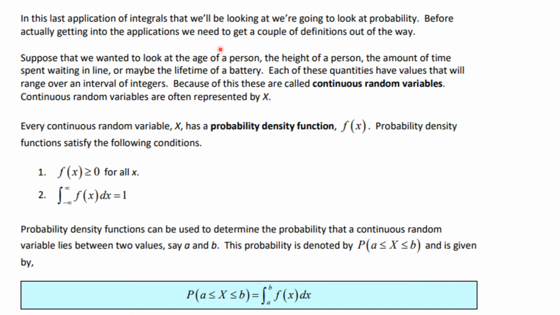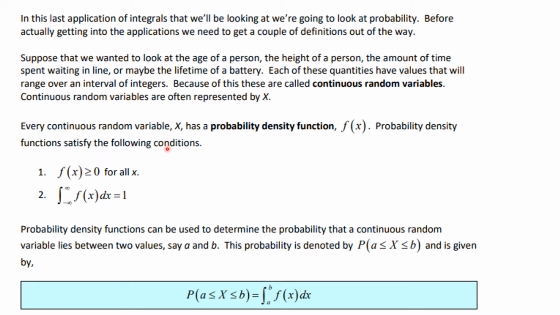Before actually getting into the application, let's put a couple of definitions in play. Suppose that we wanted to look at the age of a person, the height of a person, the amount of time spent waiting in line, or perhaps the lifetime of a battery. Each of these quantities will have values that range over an interval of real numbers. Because of this, these are called continuous random variables. Continuous random variables are often denoted by capital X. Every continuous random variable X has a probability density function, f of x.